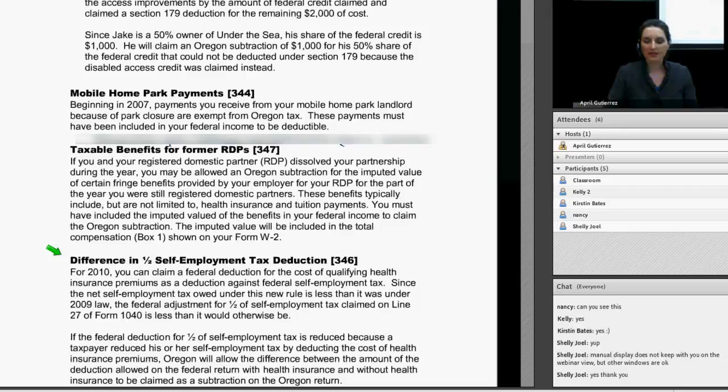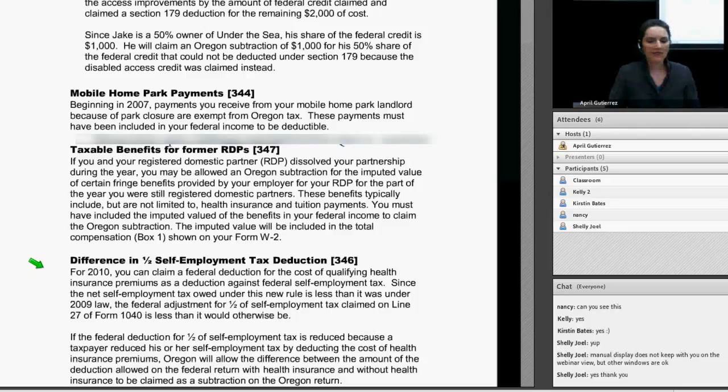Difference in 1/2 of the self-employment tax deduction. Well, this is a weird one that's in place for 2010 only, and again it has to do with that same concept. If I gave up a federal deduction, Oregon's going to allow me to have it if Oregon would have allowed me to have it when I hadn't given it up on the federal. But this one has nothing to do with federal credit. It actually has to do with a federal deduction being claimed that reduces the tax on the federal, and that tax is deductible on Oregon, or something like that. So let's see what I mean. It's called the difference in 1/2 of self-employment tax deduction.